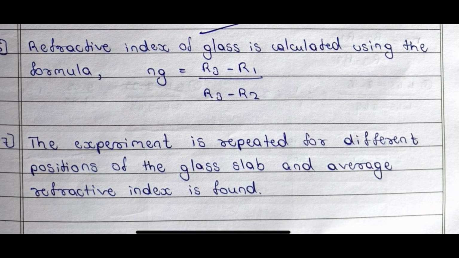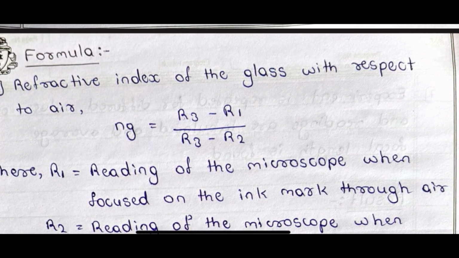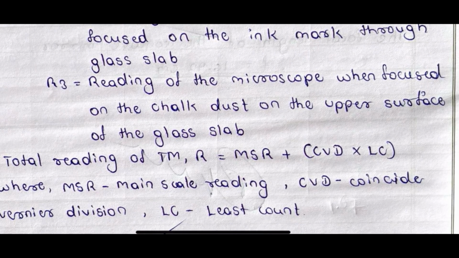And this is the formula Ng. Ng means refractive index of glass. N is the symbol of refractive index. That formula is R3 minus R1 divided by R3 minus R2. Again the same formula, and here we are using one more formula, that is total reading. TR equal to MSR plus CVD into LC. LC means least count.